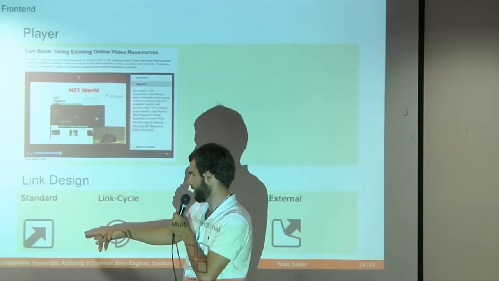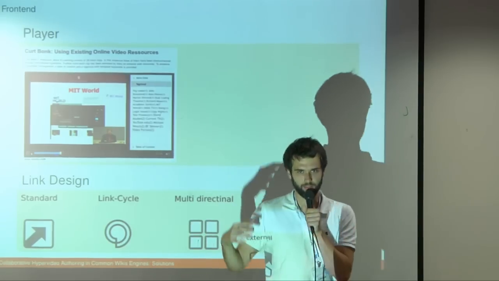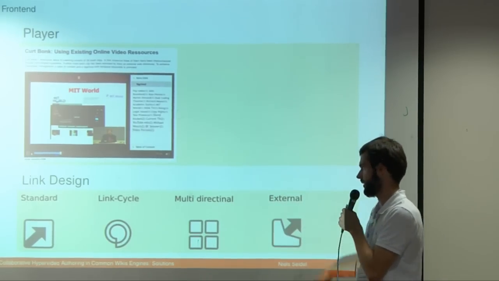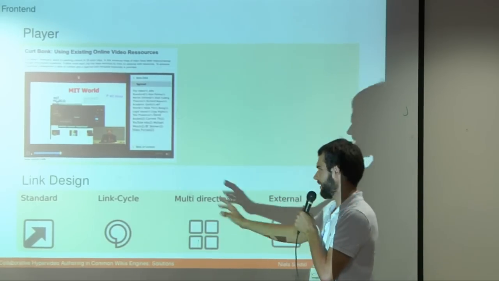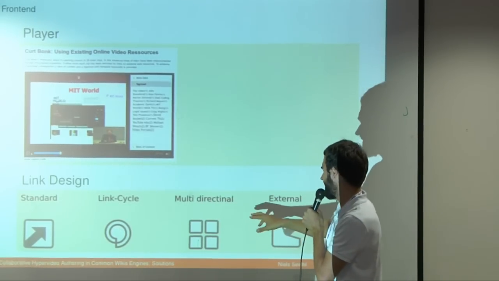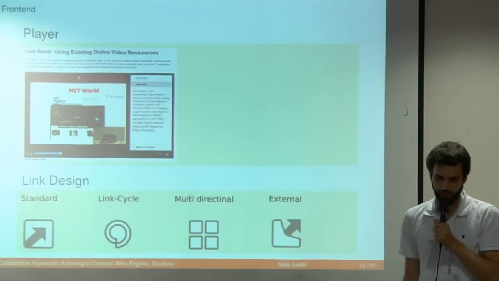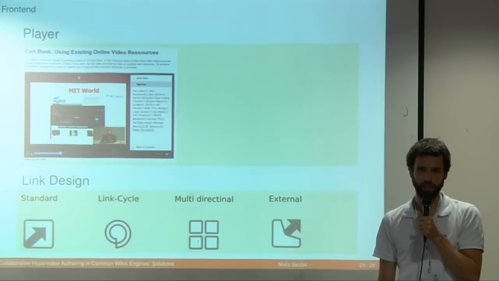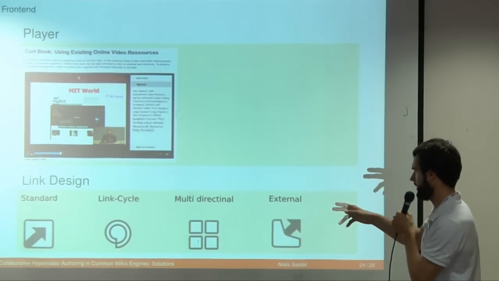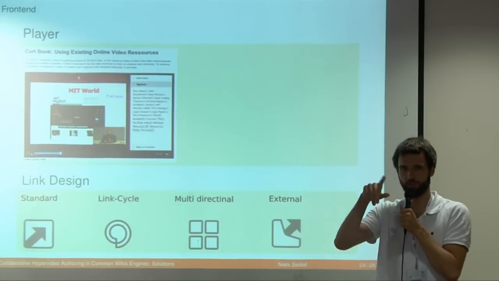The link design is important because there are different links: standard links, which are inside a wiki system, and external links which relate to other resources. Link cycles are a special type. I won't talk any further about that, but multi-directional links are very interesting when it comes to several resources you want to link. These kinds of links are indirect. First you click on them, then you see a menu and you can choose which resource you want to see.